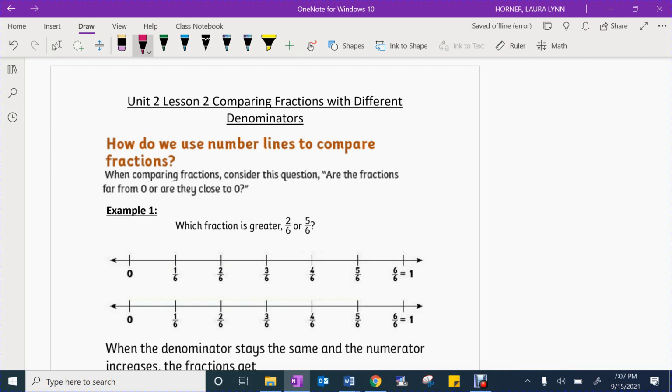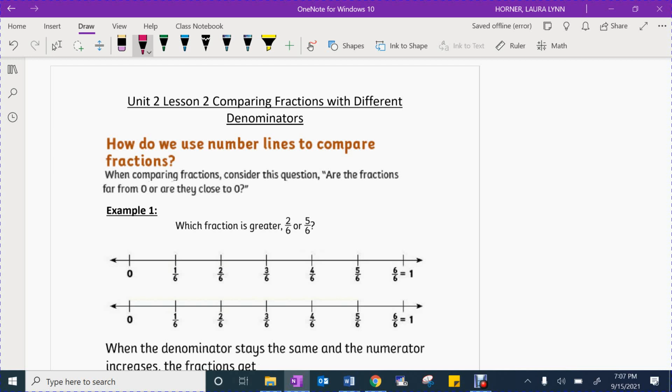So we're just going to continue that theme here. Reading on the page, it says, how do we use number lines to compare fractions? Well, we are going to figure out if a fraction is far away from 0 or if they are close to 0. Does that matter as much? No. We really just want to know what's bigger.